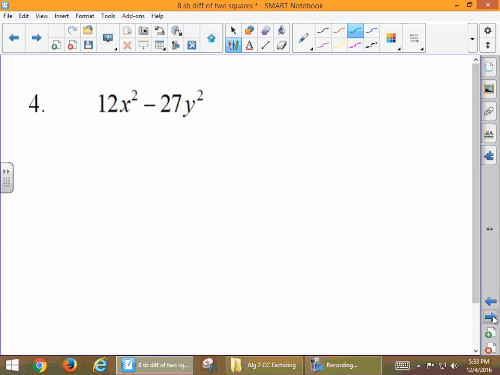When we look at these problems, we should always be looking for greatest common factor. And as we look at this problem number 4, hopefully somebody sees that there is a greatest common factor in it. And the greatest common factor happens to be a 3. So we're going to factor that out. 12 divided by 3 is 4x squared. 27 divided by 3 is 9, y squared.